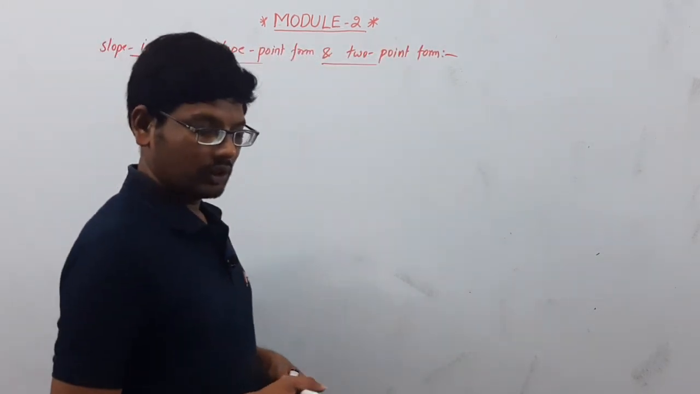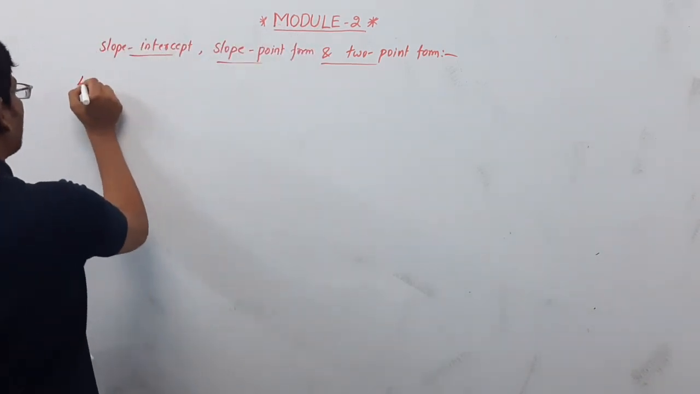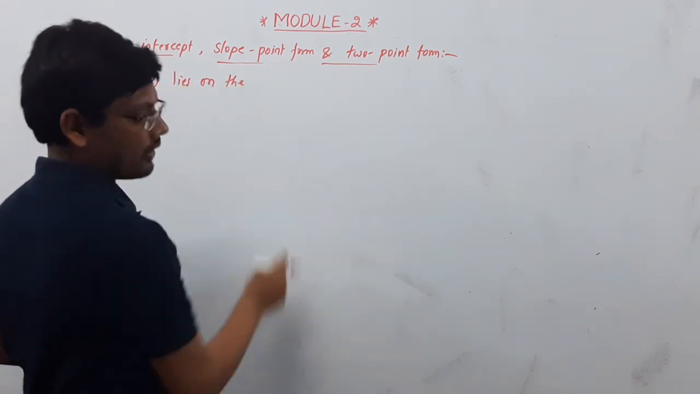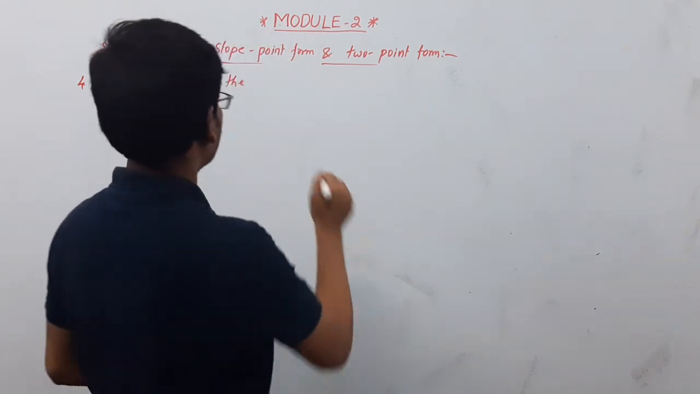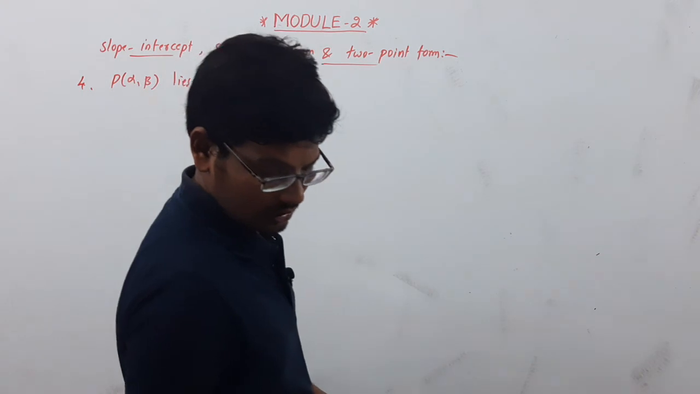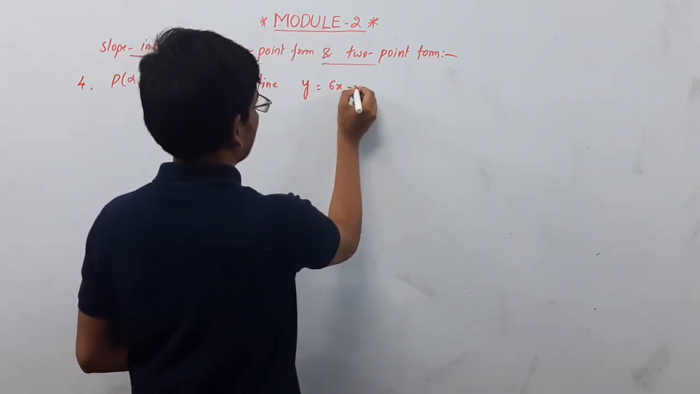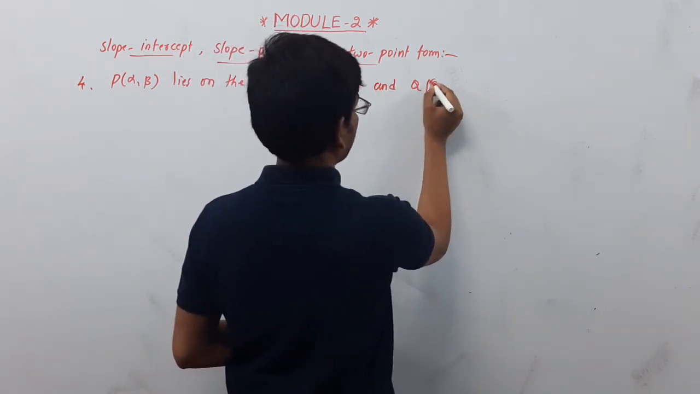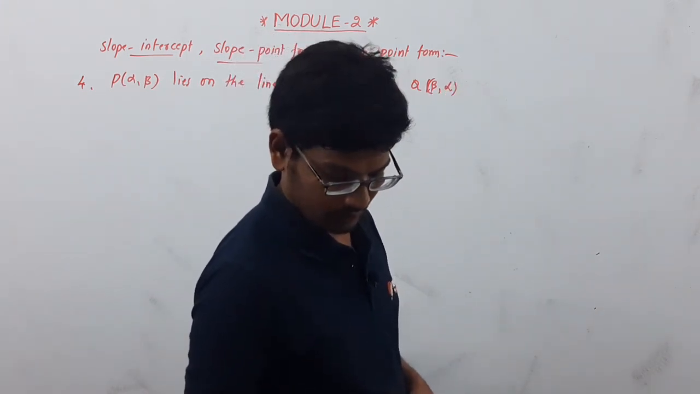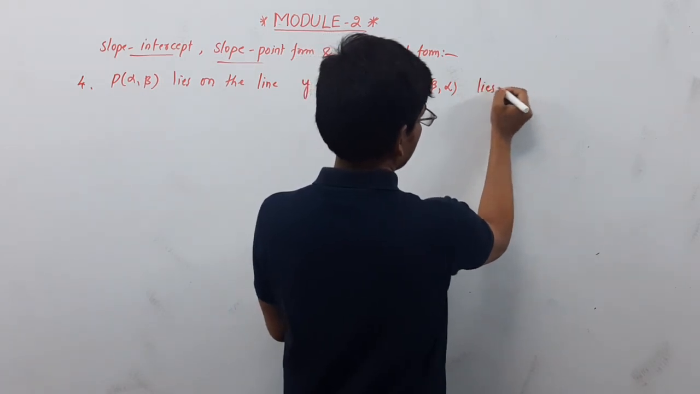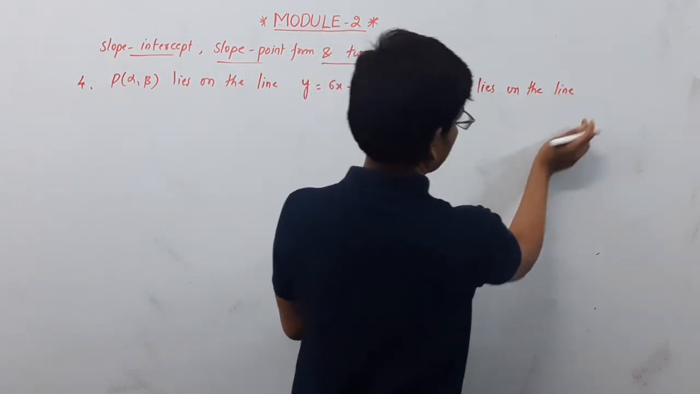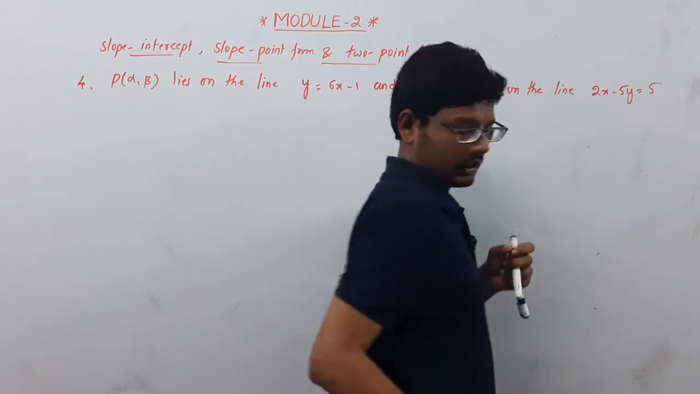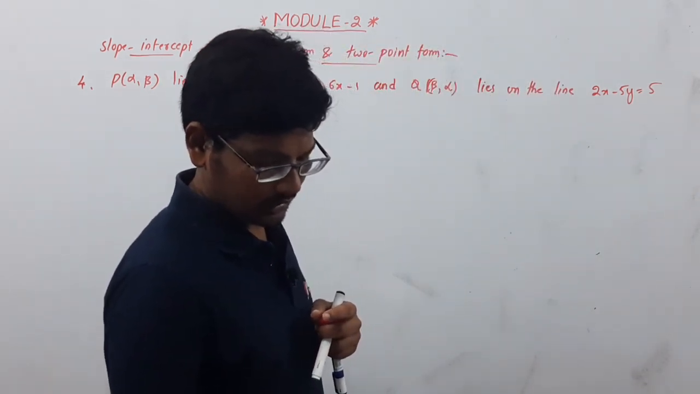Fourth question: if P of alpha comma beta lies on the line y is equal to 6x minus 1, and Q of beta comma alpha lies on the line 2x minus 5y is equal to 5, then the equation of the line PQ.